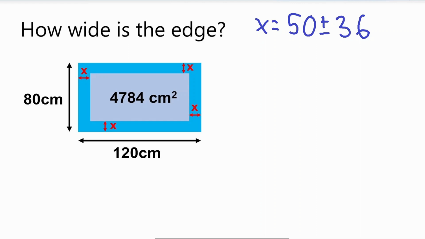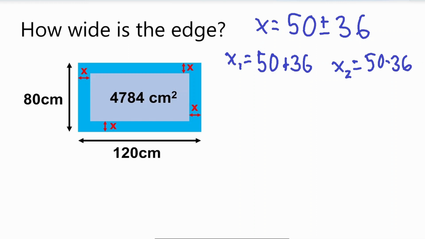So remember, whenever we use the quadratic formula, we're always going to get 2 answers, okay? So this means that x, so I'm going to call it x1, is going to be 50 plus 36. And then x2 is going to be 50 minus 36. Alright, this means that x can equal 86, or it can equal 50 minus 36, which is 14. Alright, so now we have two possible answers that fit the criteria.